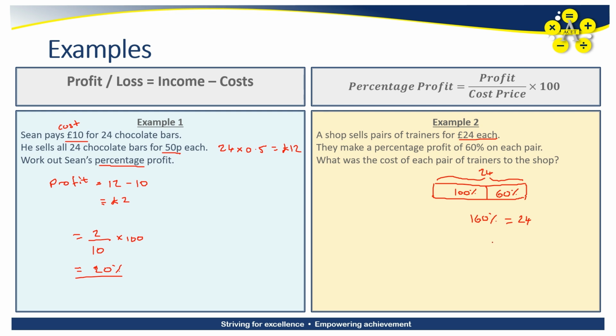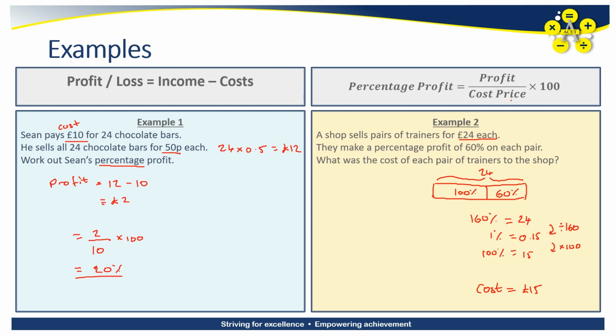Now I can use the unitary method for this. So I can say, well, what's 1%? Well, to do that, I need to divide by 160. So 24 divided by 160 gives me 0.15. So then to find 100%, I'm going to times that by 100. So that 0.15 times by 100 gives you 15. So the cost price, that 100%, is 15.